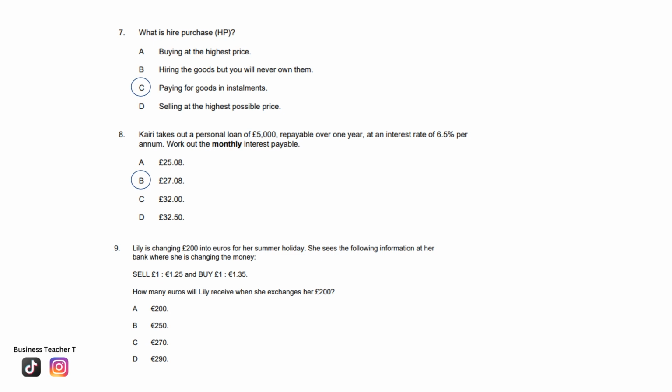Lily is changing £200 into euros for her summer holiday. She sees the following information at her bank where she's changing the money. Sell £1 for €1.25 and buy £1 for €1.35. How many euros will Lily receive when she exchanges her £200? A. 200 euros. B. 250 euros. C. 270 euros. Or D. 290 euros. The bank is selling the euros to Lily. And the answer is €250.